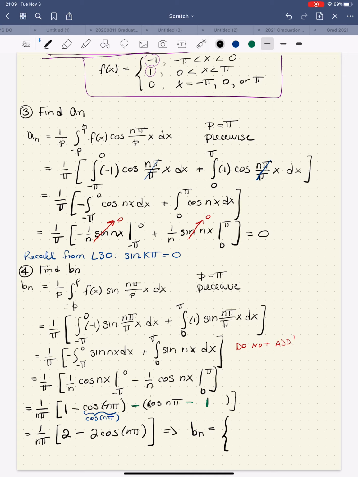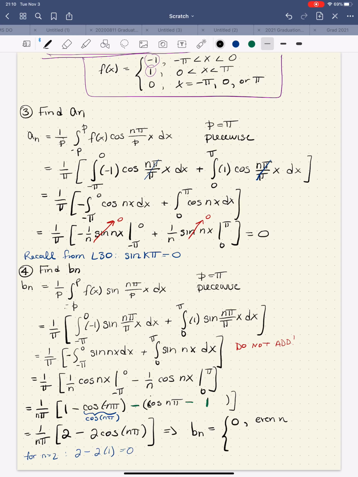let's say n is 2. So for n is 2, what I would get inside the brackets, I don't really care about the outside, is 2 minus 2, cosine of 2 pi is 1. And you can see that I'm going to get 0. And that happens with every single even value of n. So for n is even, b sub n is actually equal to 0.